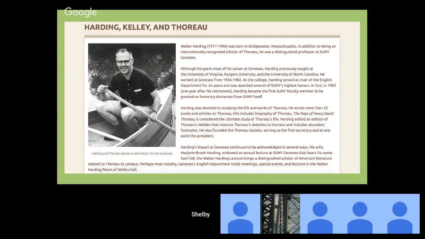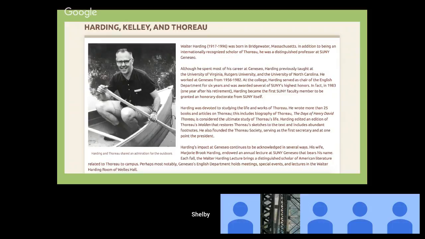So to tell everyone who Harding was, he was an internationally regarded scholar of Thoreau, also a professor at SUNY Geneseo. To give you an idea of his caliber, he has his own Wikipedia page, which is pretty badass, I won't lie. I actually asked Dr. Schacht if he was the one who wrote it, but he's not.